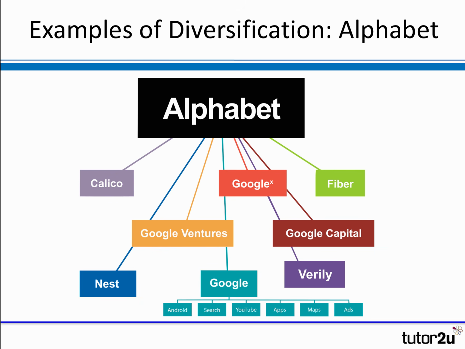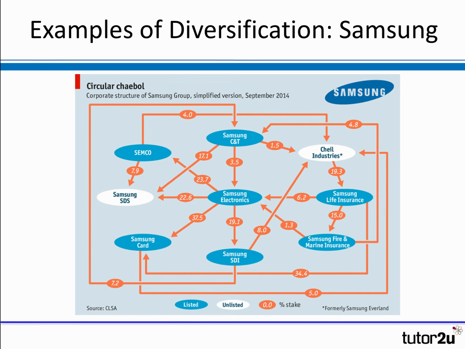Alphabet is perhaps one of the best examples of a highly diversified and successful business. If you've not come across it before, not many have, but it owns, amongst other things, Google, who you definitely will have heard of. But Alphabet is involved in all kinds of different industries and sectors. Highly diversified, as is Samsung. Samsung, another of the world's most diversified groups of businesses, involved in everything from smartphones, smart televisions, to life insurance, and shipbuilding.